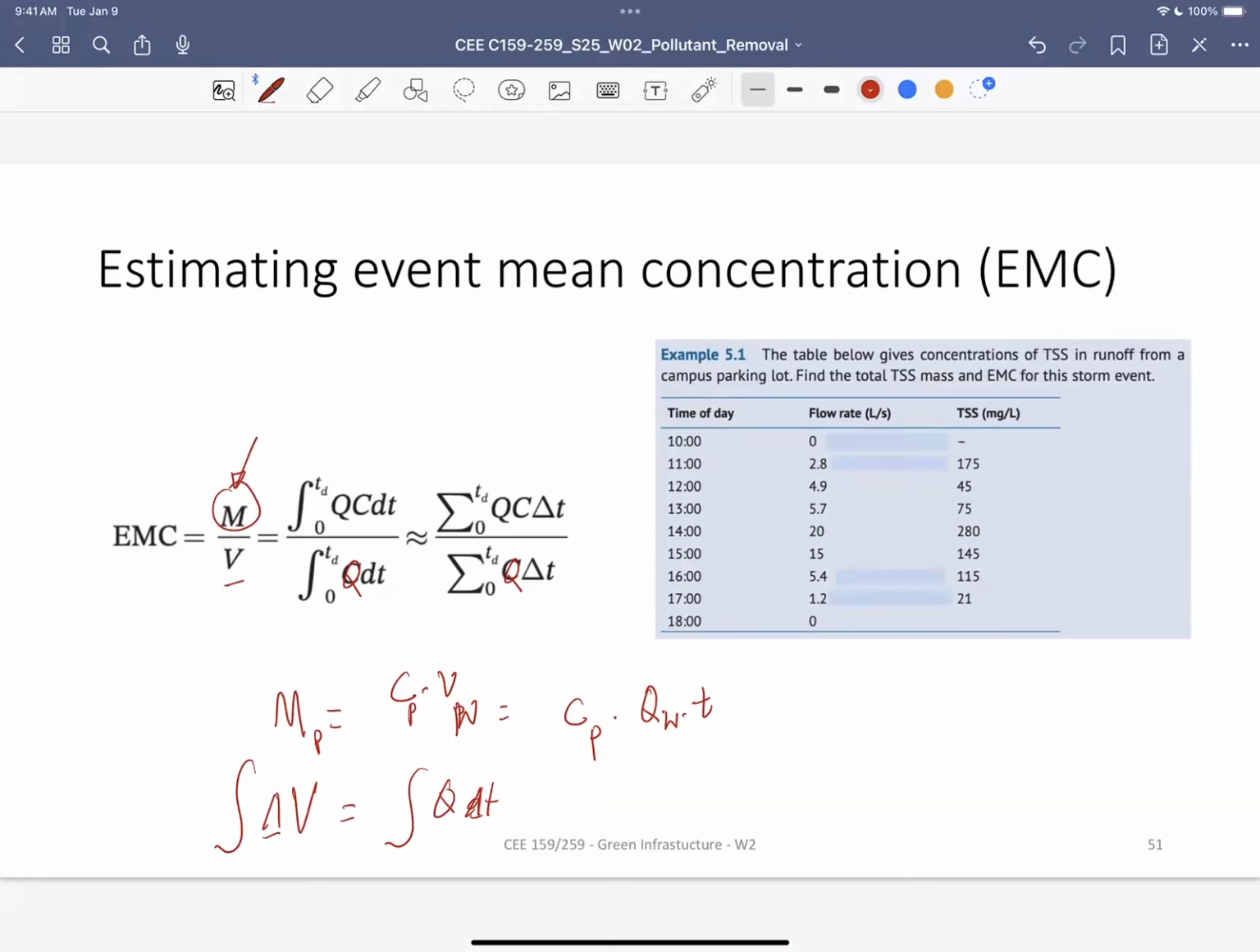So event mean concentration, EMC, is basically mass per volume, the mass of pollutants at different samples. Let's say you take 10 samples at different times, and each sample has certain volumes. So for the different times, you calculate the concentrations, and Q delta T will give you the total mass. This is the number of samples you take at different times, and this volume is Q dt.